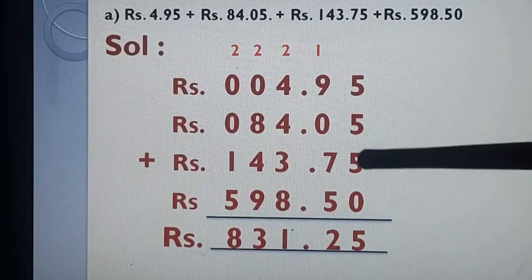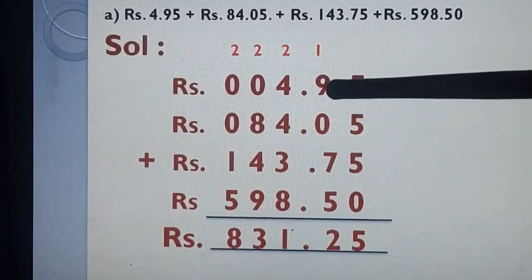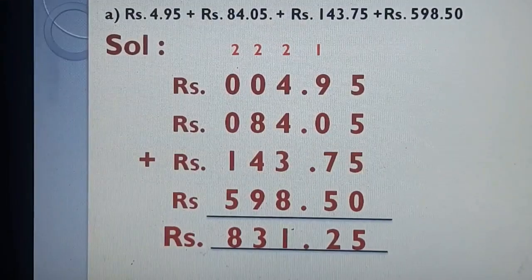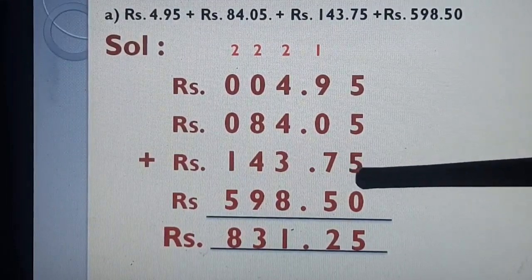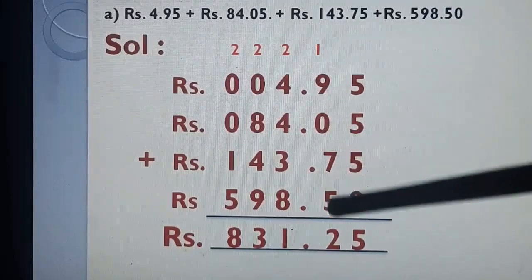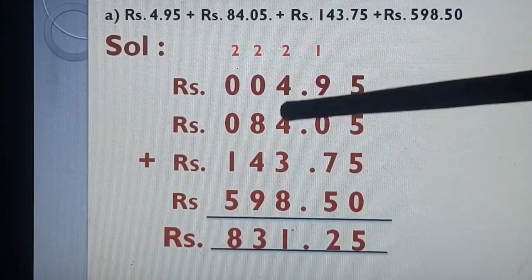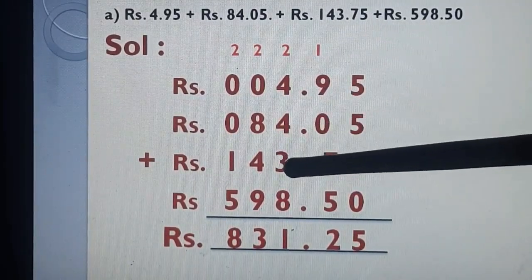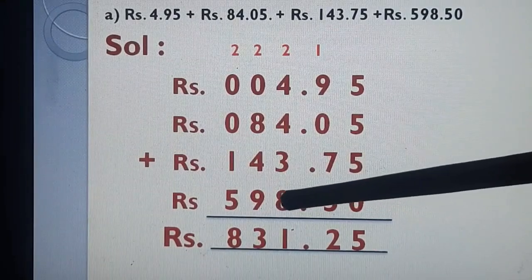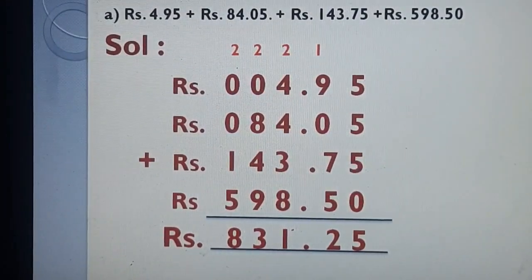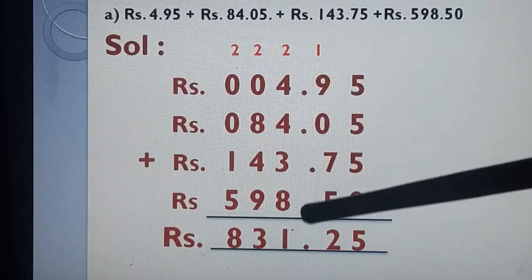5 plus 5, 10. 10 plus 5, 15. 5, 1 carry. 9 plus 7, 16. 16 plus 5, 21. 21 plus 1, 22. 2 carry. 4 plus 4, 8. 8 plus 3, 11. 11 plus 8, 19. 19 plus 2, 21.